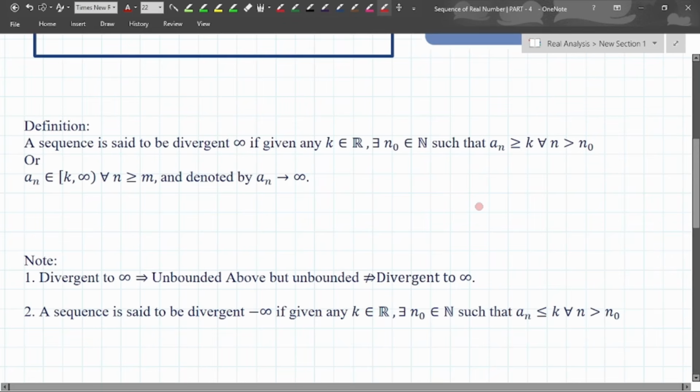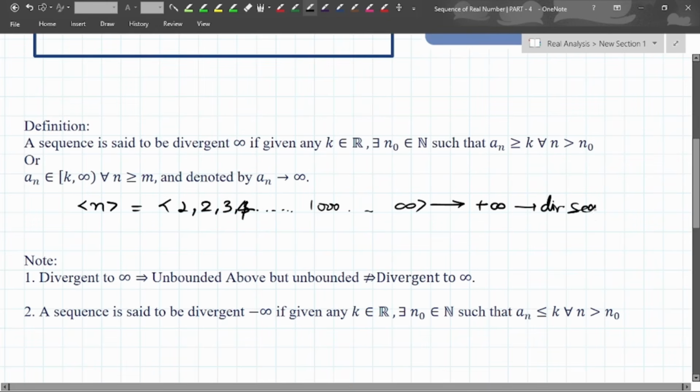Or we can easily say that if the terms of my sequence are going to infinity, it means this an is going to infinity as n tends to infinity. That's when my sequence is divergent. I can take the example that I have earlier written here. Simply, it is n. If I write the sequence, that is 1, 2, 3, 4, and it will go up to 1000, up to infinity. If it is going to plus infinity, it means it is a divergent sequence.